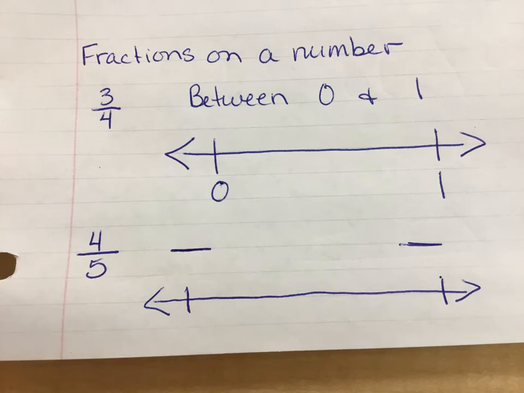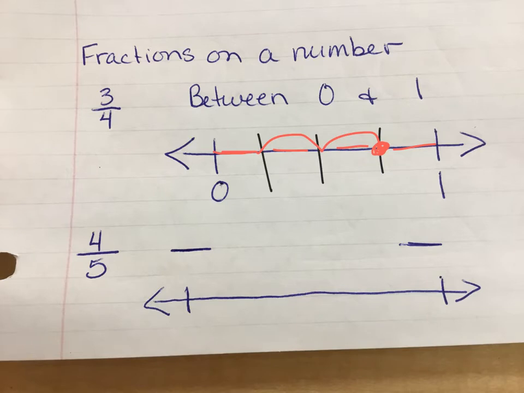So I'm going to divide my space in between 0 and 1 into 4 parts because it's got a denominator of 4. So I'm going to draw 3 lines and show that I have 1, 2, 3, 4 parts. So then I want to show where 3/4 of those parts are going to show up. I have 1, 2, 3 parts out of 4, and I'm going to put my dot right there.